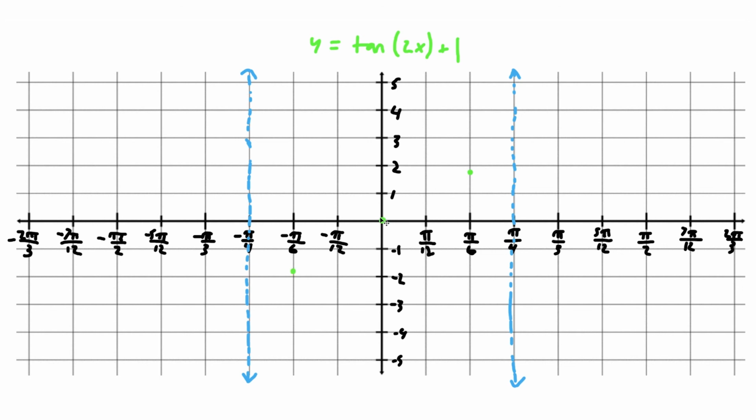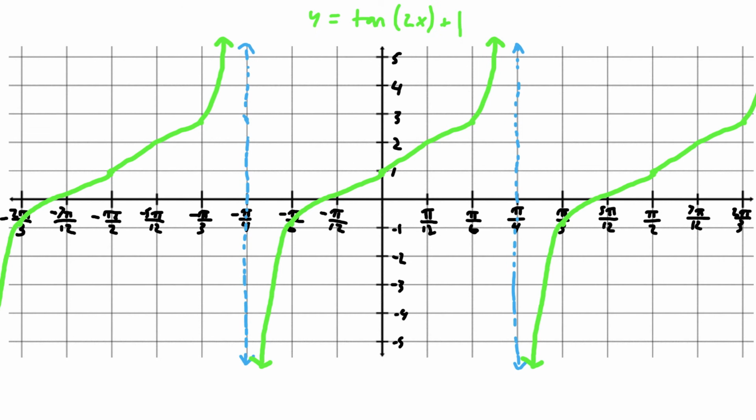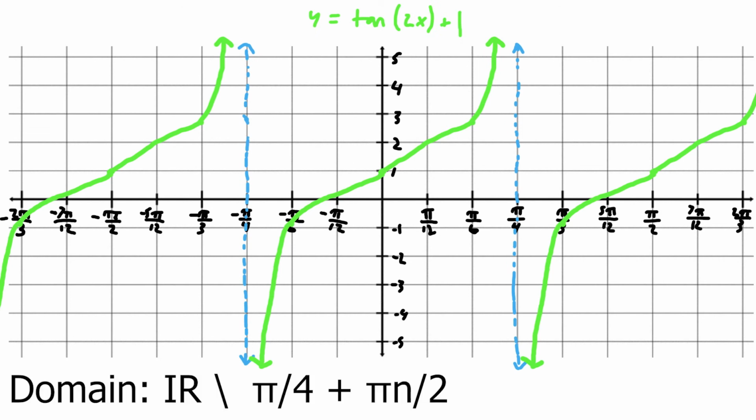Now we just take these points, shift them all up by 1, remember that's our vertical shift, and we are good to go. We just connect the dots and you'll get something that looks a little like this. And from there we can see that we have a domain of all real numbers except for pi over 4 plus pi n over 2, and a range of -infinity to +infinity.